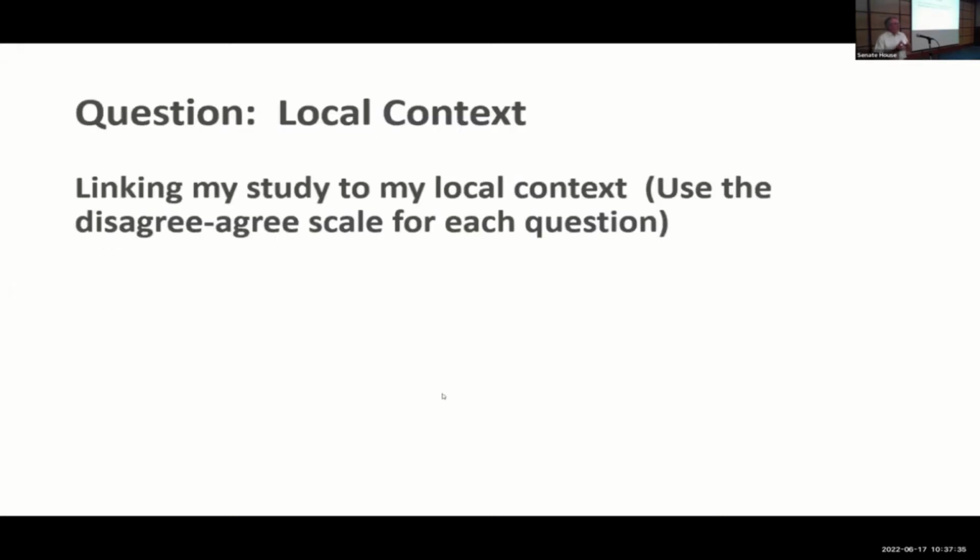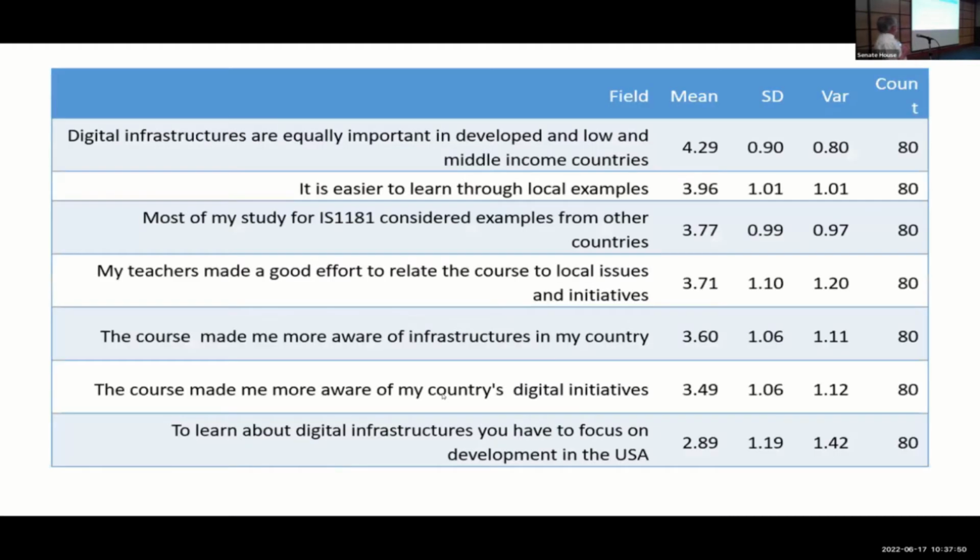I'm going to go quite quickly through some of the questions and a little bit of the data, and hopefully people can ask more detailed things later. So the first question I'm going to look at, local context, linking my study to my local context. That was the heading of the question. Next slide. Here are some of the answers. I've sorted them with mean scores in the Likert scales from the most positive down.